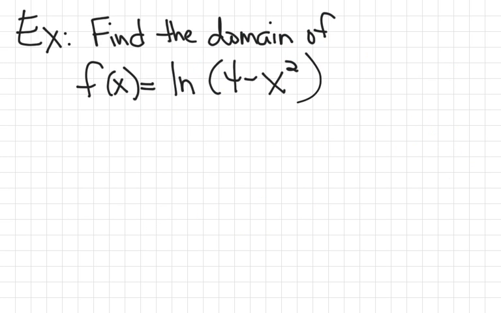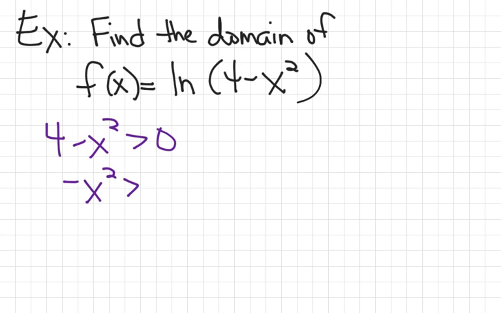The last problem we're going to talk about is the domain of f of x is equal to the natural log of 4 minus x squared. So I'm going to do this in a couple ways. The first way I'm going to show you is algebraically. We cannot take the natural log or any log of a negative or of 0. So what we're taking the natural log of has to be greater than 0, not greater than or equal to.